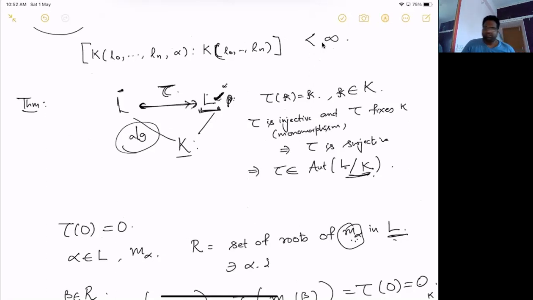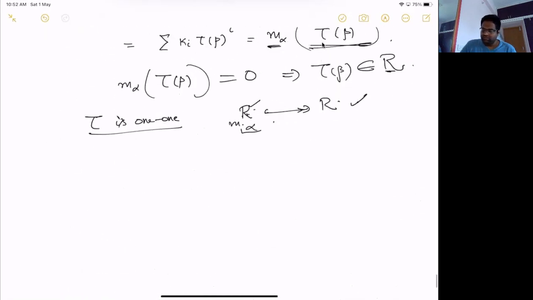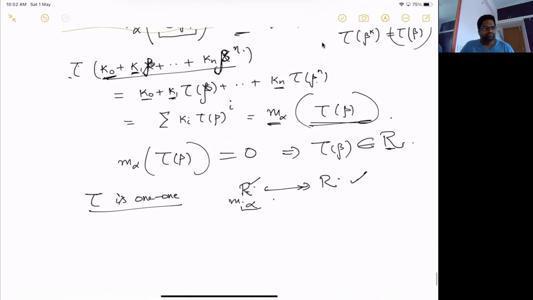So this finishes off some basic properties of algebraic extensions. Next class we will look into some other properties, especially to prove some problems from Greek antiquity. All right.